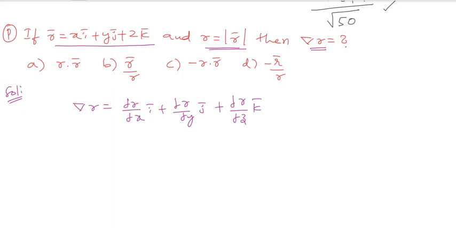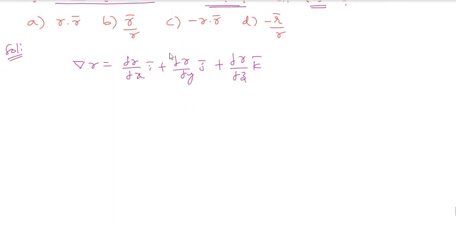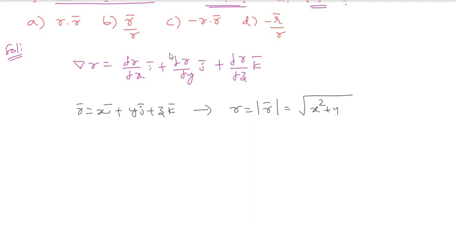See what they had given. r bar is equal to xi bar plus yj bar plus zk bar. But I want r. For this they gave r is equal to mod r bar, which is the square root of x square plus y square plus z square. So this is your r now. For this you need to calculate dou r by dou x.